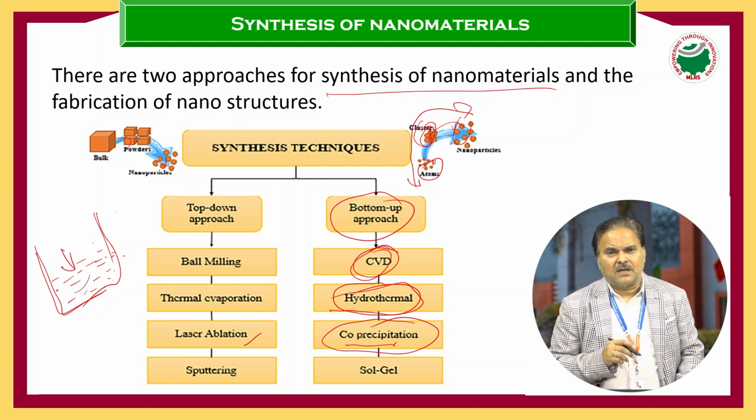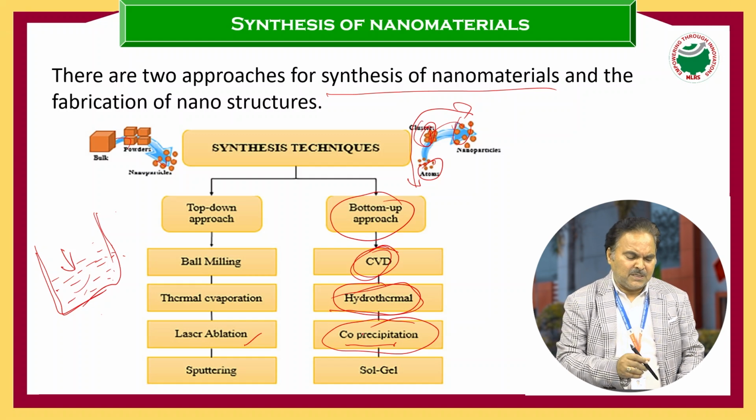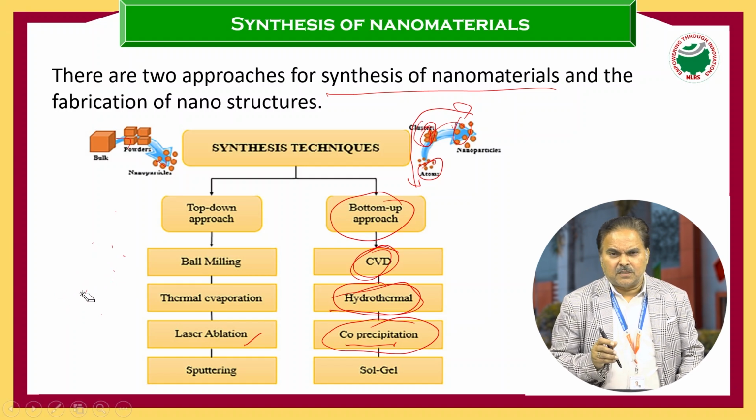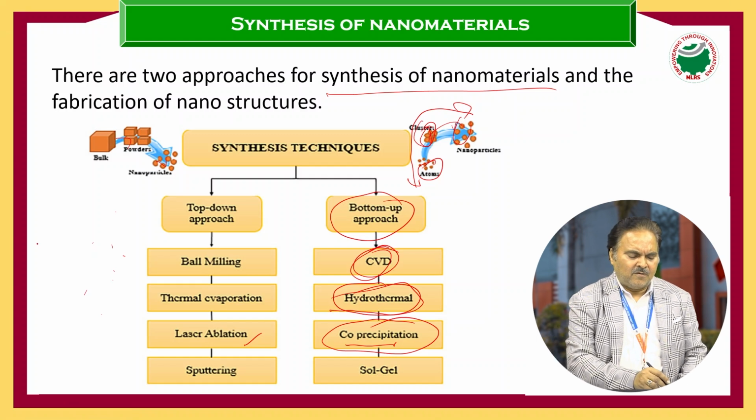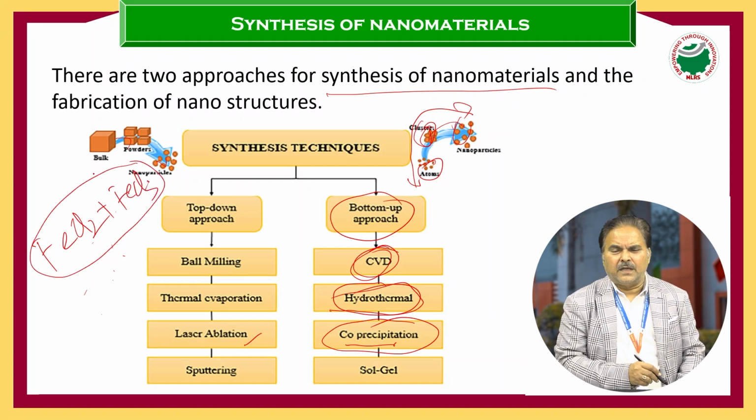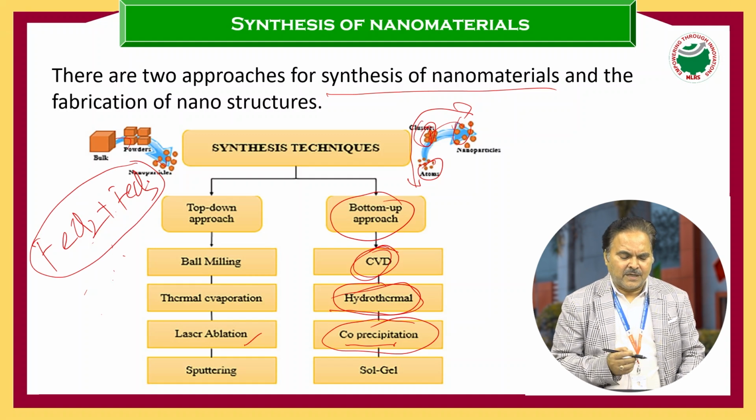Co-precipitation is also similar. Co-precipitation means they have some salts. The best example is iron oxide nanoparticles. For that purpose, they use FeCl2 plus FeCl3. They mix them together in water, that means deionized water, so that no extra impurities will be there in that water.